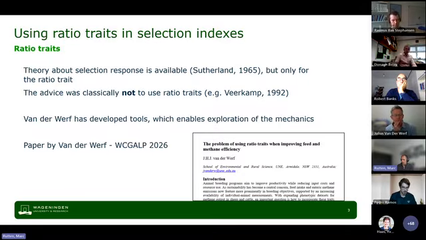as I mentioned before. So now Julius van der Werf has developed tools where you basically derive genetic parameters of all the parameters for a ratio trait based on the underlying component traits. And that basically allows us to explore the mechanics of using ratio traits in selection indices. And also Julius has compiled a paper, which he's going to present at the WCGALP conference, where the theory and the derivations of the genetic parameters for ratio traits are presented.